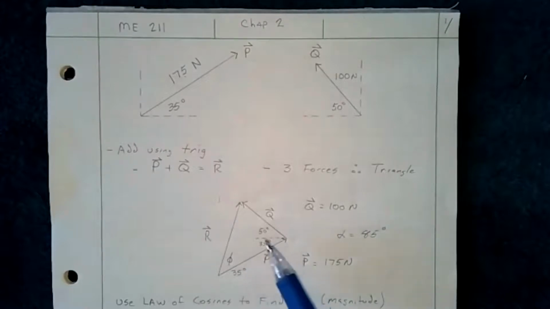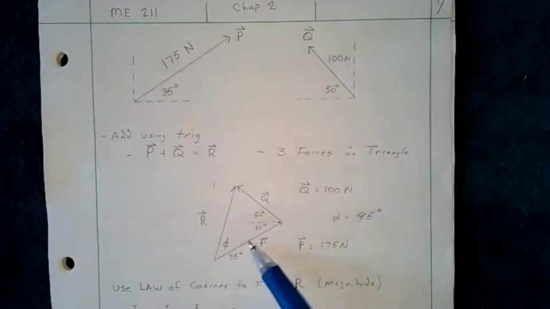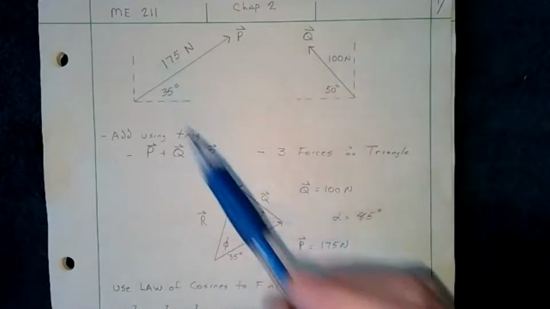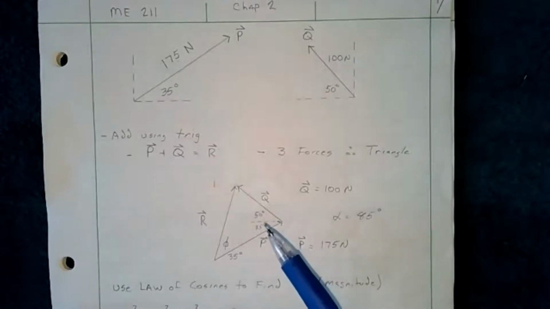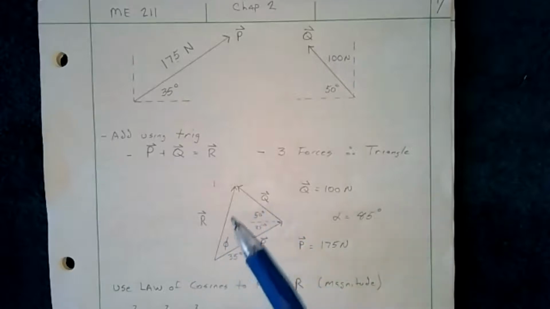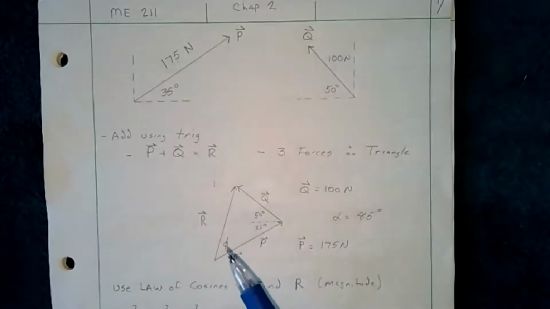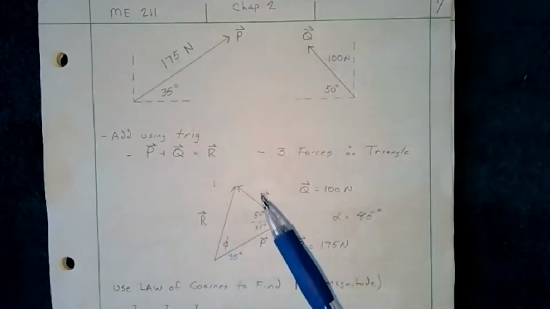So first we're going to draw this. Down here, we have our P. Notice I've written P at the same angle as it is up here, 35 degrees, labeling it 35. And I have Q over here at 50 degrees. Adding Q to P allows me to find R. R then subsequently gets me my phi. Phi is simply the opposite angle of Q.